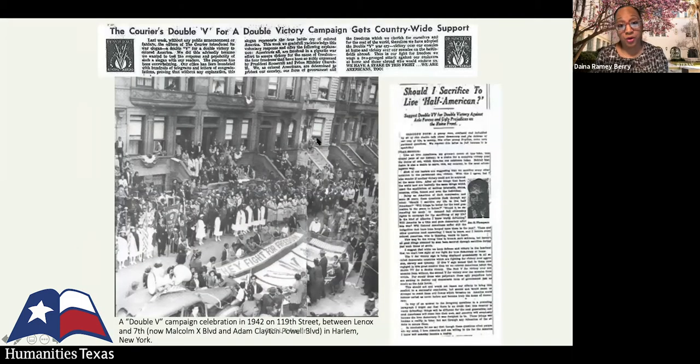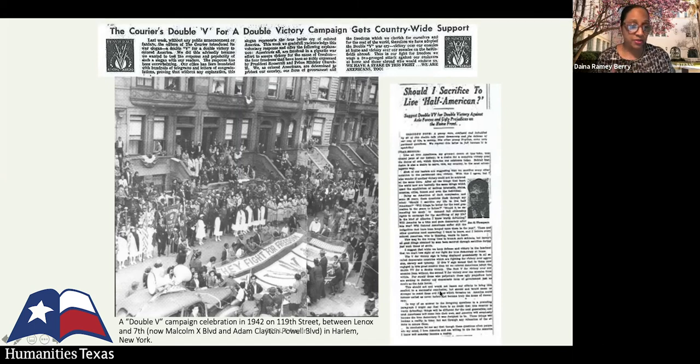Here's a great article that I think would be useful. This shows one of the parades in 1942. This was in New York, on Malcolm X and Adam Clayton Powell Boulevard. That is significant because Adam Clayton Powell was very active at this time as well. He was one of the starting members to lead the March on Washington movement. I'm referring to it as a movement because there were multiple marches on Washington, not just the march that King led in the late 60s.